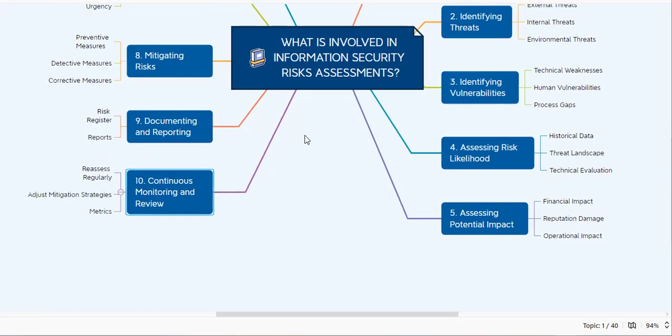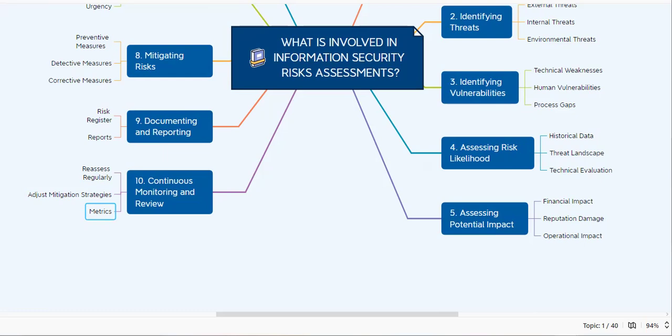And lastly, in this overall process is continuous monitoring and review. And this is an ongoing process. So in this aspect, I look at reassessing regularly. This is where I would normally, for example, conduct assessments periodically or after significant changes, for example, new systems or regulations. You adjust mitigation strategies, where, for example, you update controls to address new vulnerabilities or emerging threats, working closely with the security team and the metrics. Of course, I would then establish those key performance indicators, your KPIs, to measure the effectiveness of risk mitigation efforts.